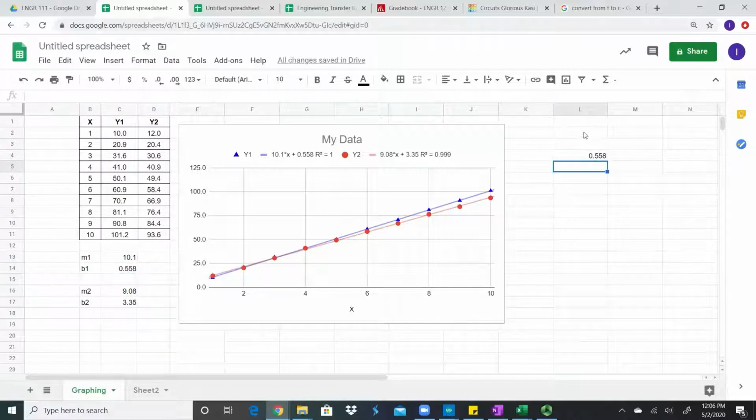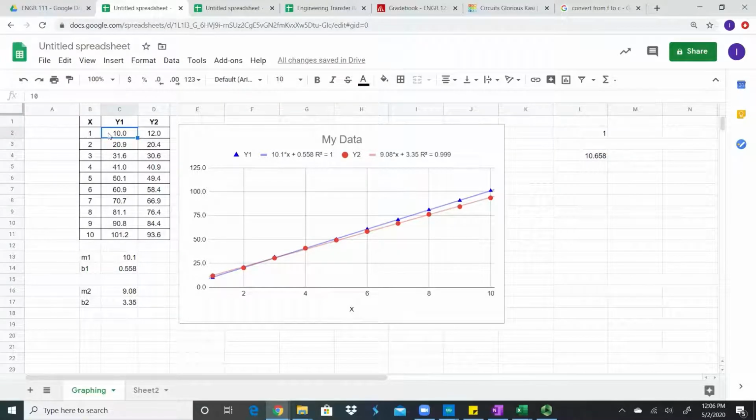Now remember, up here in L2, it's using whatever's in there as a variable. There's nothing there, so that would be like putting a 0 in. And if I put a 0 into this equation, 10.1 times 0 is 0, so my answer should be 0.558. But now I can change this, and it's going to update. I'm going to put a 1 into this. If I put a 1 in here, I get 10.658.